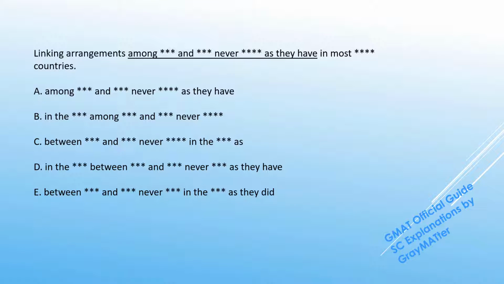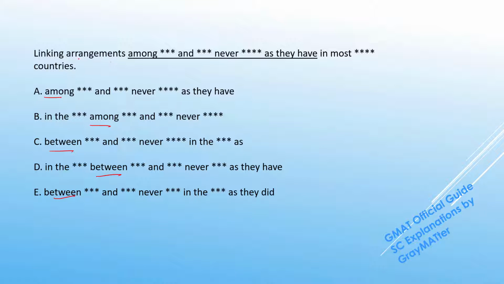The easiest attack on this question is the presence of among and between. The use cases for among and between are pretty easy to understand. Among is used to talk about more than two things, and between is used to talk about only two things.